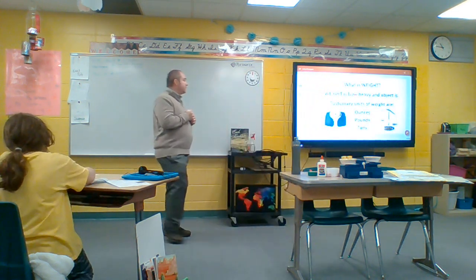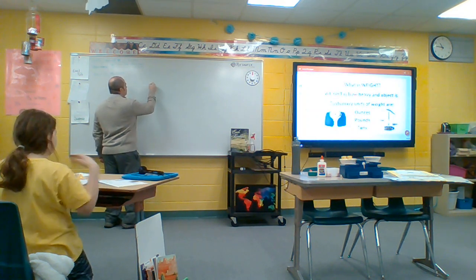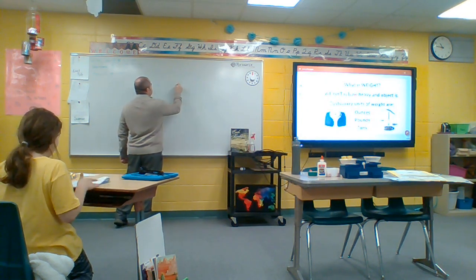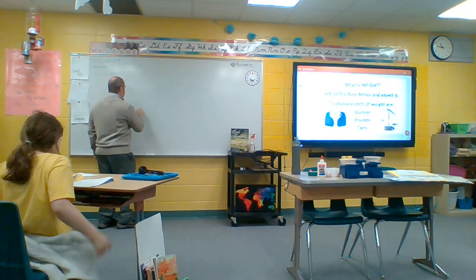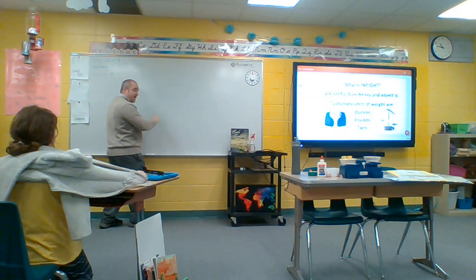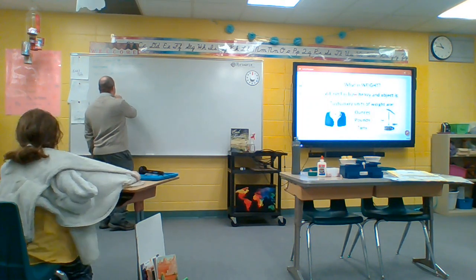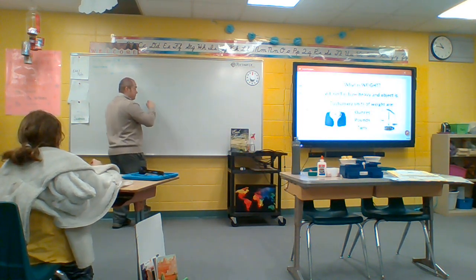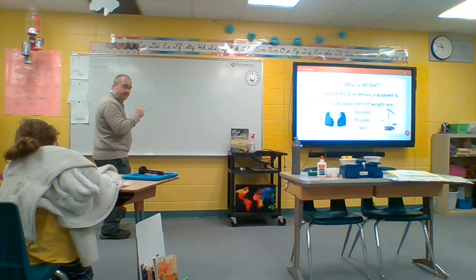Let's start slow. So 1 pound equals 16 ounces, right? So how much would half of a pound weigh? If 1 pound equals 16 ounces, how much would half of a pound weigh? If I'm taking half of this, I'm dividing it by 2, then I would have to divide this by 2 also to figure out how many ounces it is. So half a pound equals what? 8 ounces.